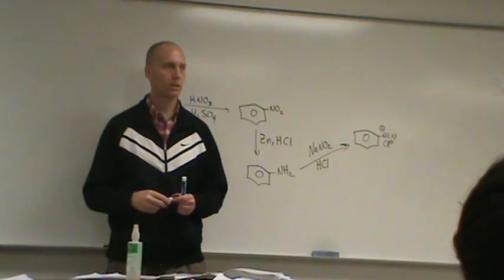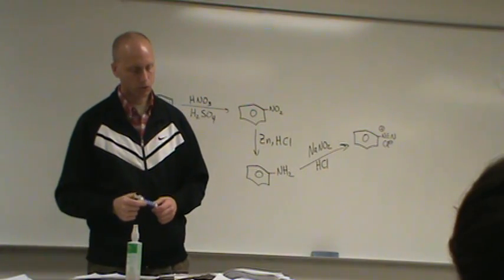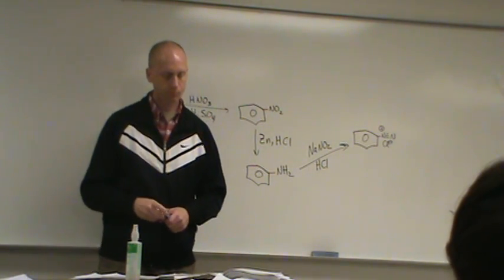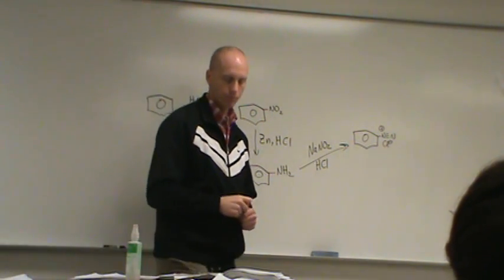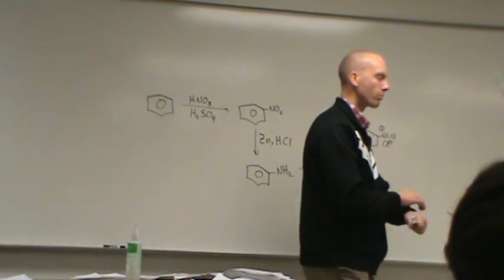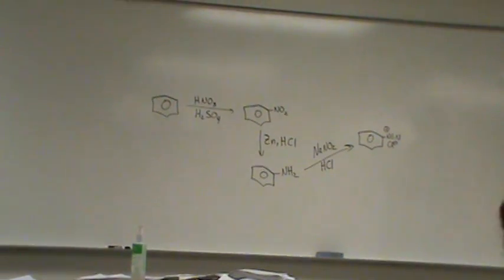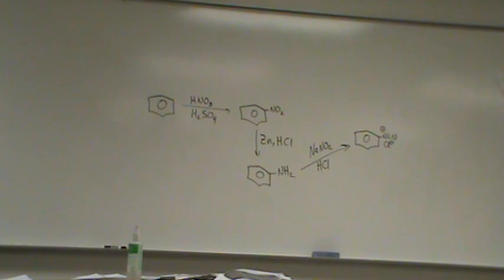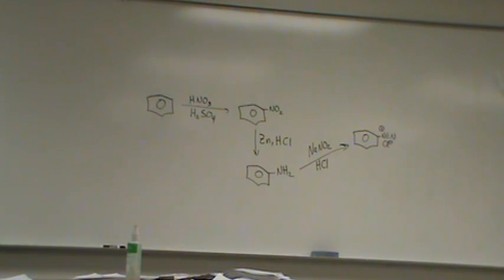So we get our diazonium salt. Well, at this point, what do you think we can do now? Got a good leaving group, so we can do what? A bunch of substitution reactions. So I could bring in a whole bunch of what? Different nucleophiles. That's what we're going to give you.